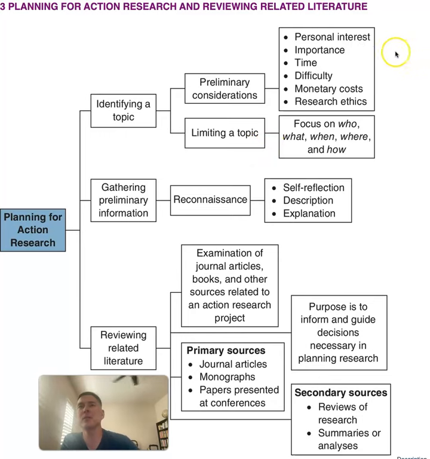So preliminary considerations, I think a main thing should be personal interest, but then also how important is it? If it's really interesting to you, but nobody else cares, well, the value of your topic might be limited. But then also, how much time is it going to take? How difficult is it going to be to do this investigation? Does it cost money? Then, of course, research ethics. Those are all some constraining factors there.